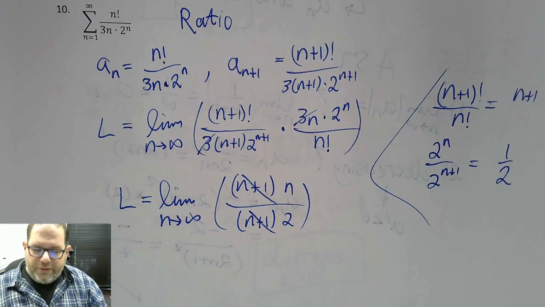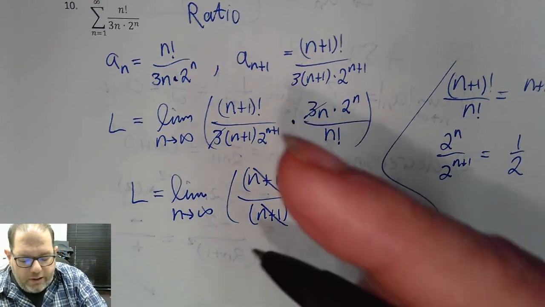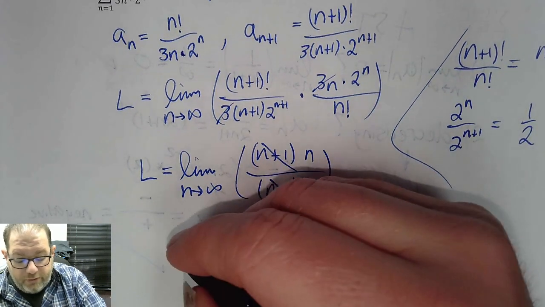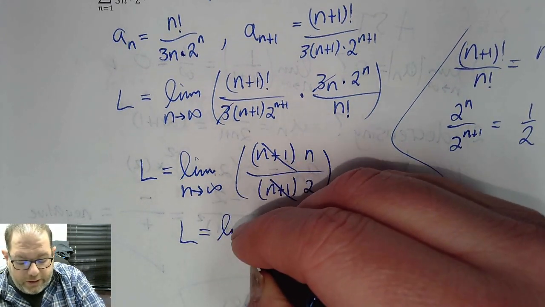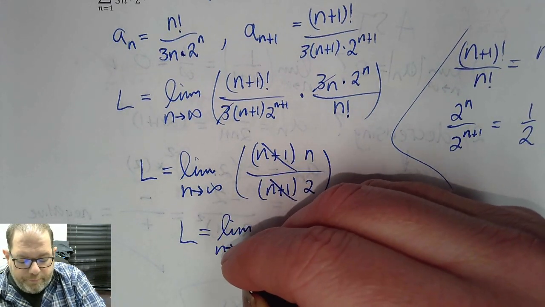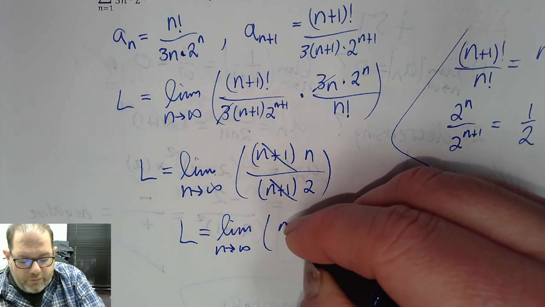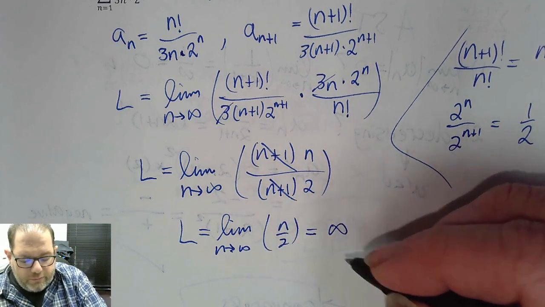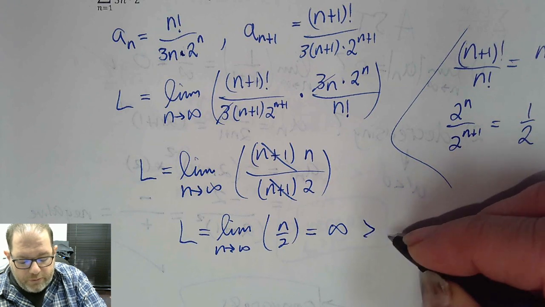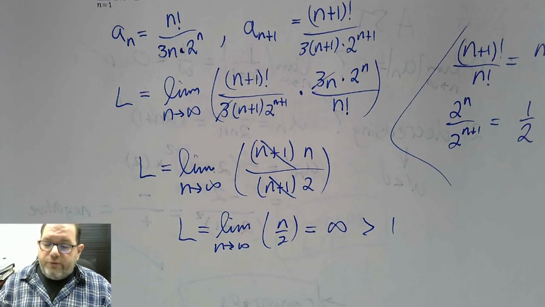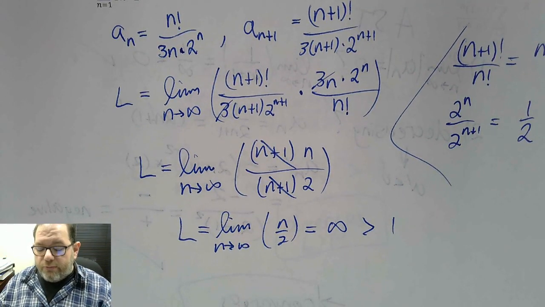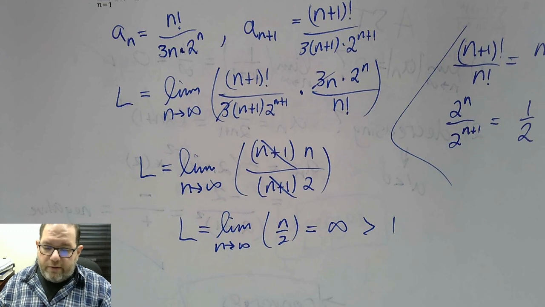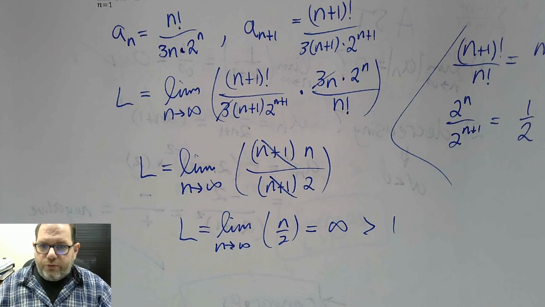I feel like this problem was on our extra credit. Anyway, we end up with a limit of n over 2, and unfortunately this goes to infinity, which is bigger than 1. Because we got our limit bigger than 1, that tells us that according to the ratio test this will diverge.